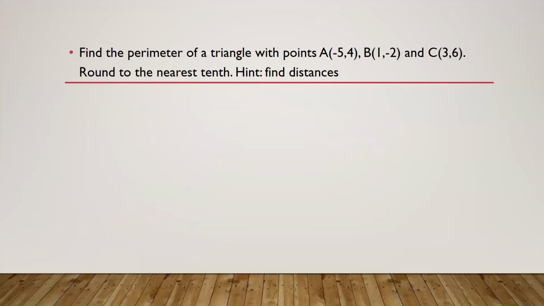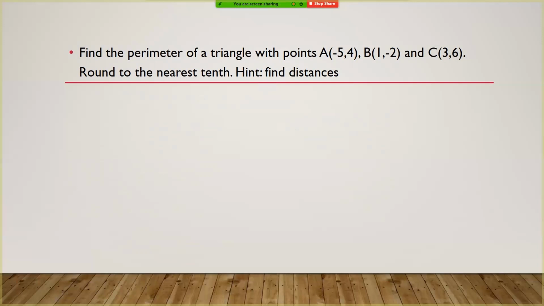The next question you see here deals with finding the perimeter of a triangle, and then we're given 3 ordered pairs or 3 points. We're told to round our answers to the nearest tenth, and then we were given a hint that we have to find distances. So we're finding the distance between all 3 points. So we're going to find the distance from A to B, from B to C, and then we also have to find the distance from A to C. So we're really just finding the length of all the sides of the triangle, and then we're going to add those lengths together to get the perimeter of the triangle.